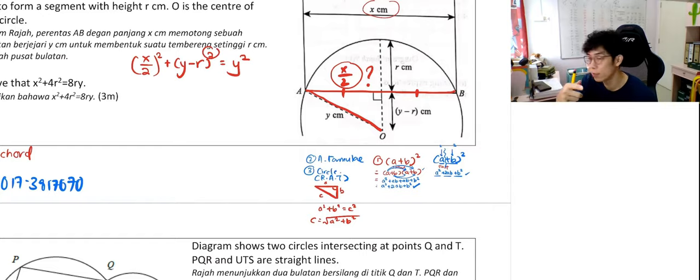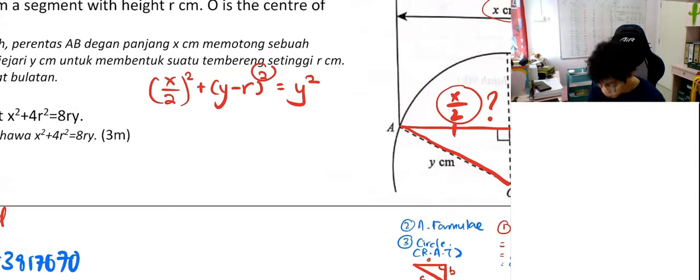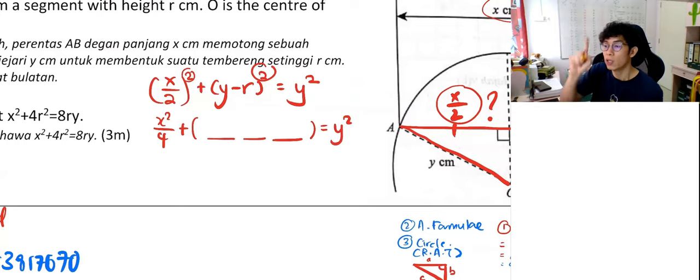So I continue, everyone. Of course, the square over here, you get x squared over 4. Plus, now this one I put a big bracket first. You know you have three answers: 1, 2, 3. Everyone, you tell me what this is.